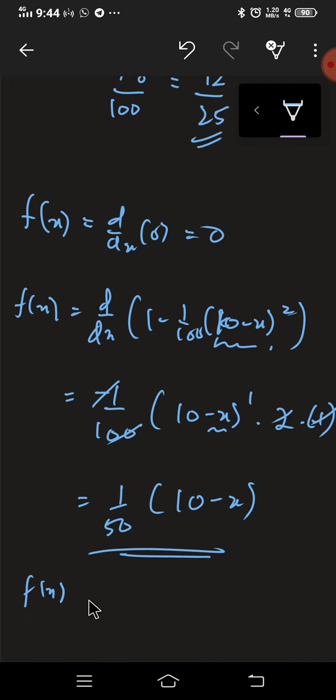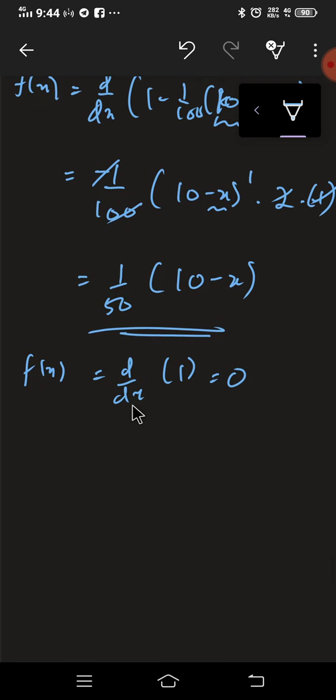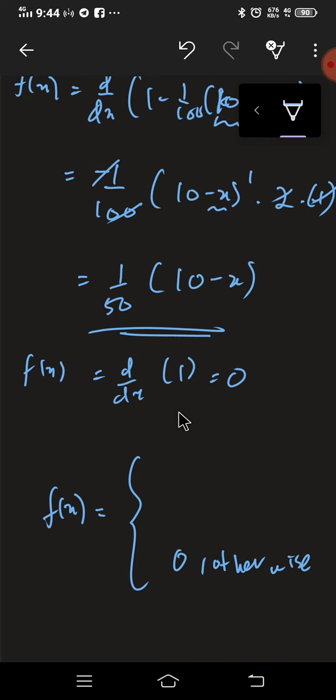And then the third piece is differentiating the 1, so we get 0. Don't forget to write down the final answer, which is f of x equal to, we have only two functions because the other one will be 0 otherwise. And for the interval of 0 to 10, we have 1 over 50 of 10 minus x, when x is in between 0 and 10. Okay, so that's for question C.